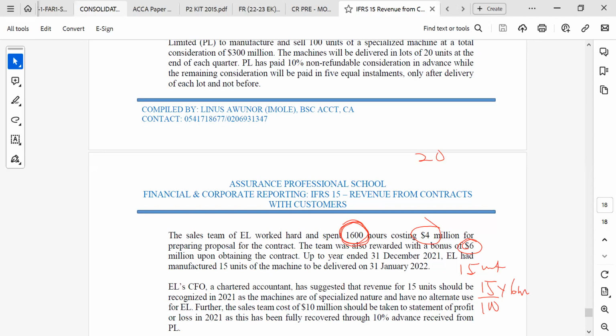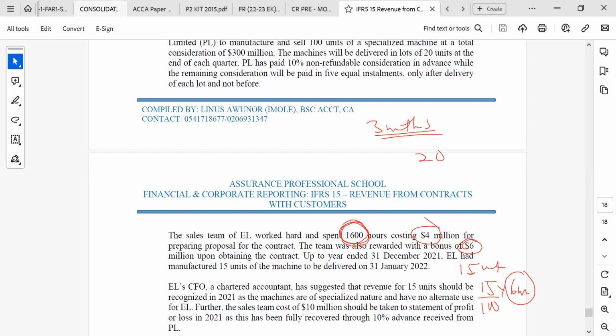But if you are going to be using months, they are not going to tell you how the delivery will be done. They will just tell you that the person has performed only 3 months of the contract. Then it means that you also have to apportion the 6 million on a time basis. But this one, we are using units. We are using units to recognize the revenue, so the 6 million will also be amortized on the unit basis.